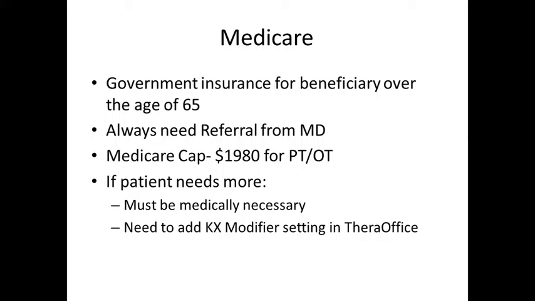So Medicare patients. Medicare is a government insurance for beneficiaries over the age of 65. You always need a referral from a medical doctor if you see a Medicare patient. And you have to keep in mind that there is a Medicare cap of how much you can bill, which is right now for this year $1,980 for PT and OT combined.